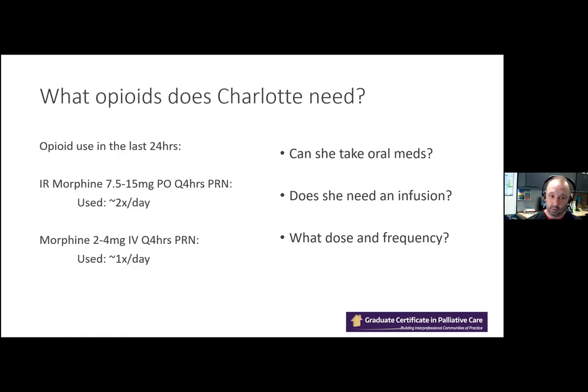So, to start with, we'll look at what opioids she did have ordered already, and you can review the use in the last 24 hours. We see that Ms. Charlotte had morphine immediate release, 7.5 to 15 milligrams by mouth every 4 hours as needed. She was using that about twice a day. And then she also had IV morphine 2 to 4 milligrams every 4 hours as needed, and used that about once a day. I want you to note the range there and the dosing interval, and we'll talk more about that.